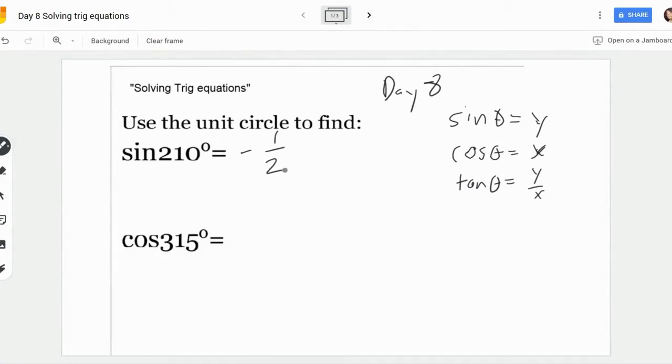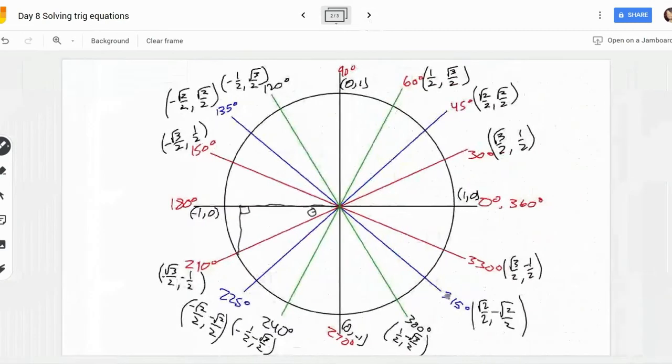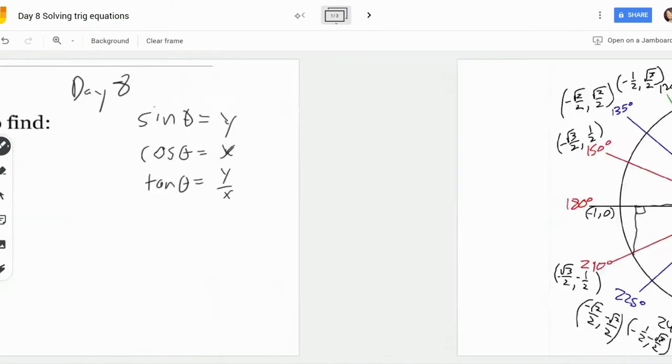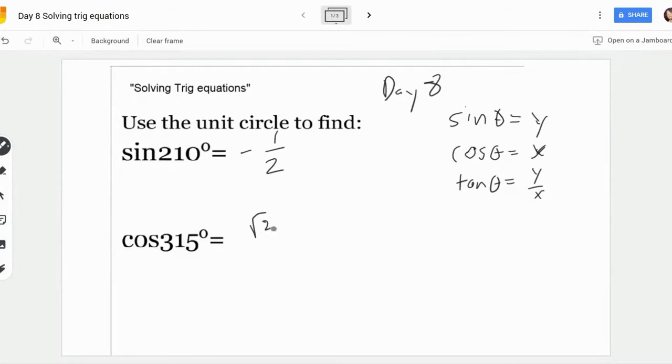So to sum it up, you're just using the unit circle to find the angle you're talking about, and then sine is y. For cosine, cosine represents the x value, so you just use the unit circle, find 315, and then cosine is x, so just the x value, square root of 2 over 2. So that's relatively easy when you have the unit circle to reference, no pun intended. Obviously pun intended.